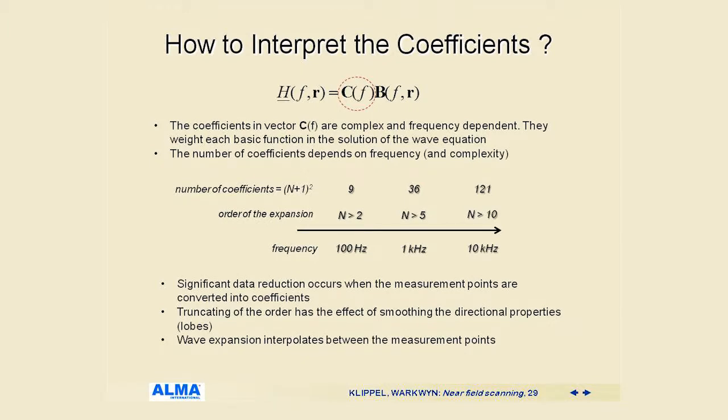How do we interpret the coefficients? The coefficients are complex and frequency dependent. They weight each basis function of the solution of the wave equation. The number of coefficients depends on the frequency and complexity. A direct relationship between the complexity of the sound field and the number of coefficients is required, which in turn relates to the number of measurement points required. As the frequency and/or the complexity of the sound field increases, the order of expansion will need to increase accordingly. This will avoid aliasing.